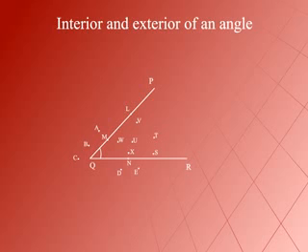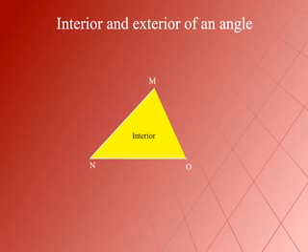In the figure shown here, the shaded part is the interior of the angle MNO. And the outside part of the angle MNO is the exterior of the angle MNO. The arms MN and NO form its boundary, on which points M, N and O lie.